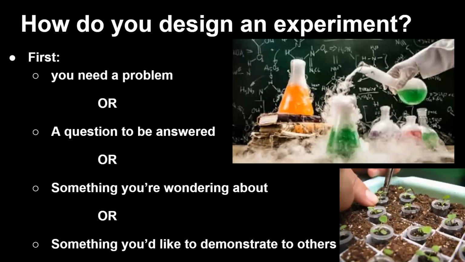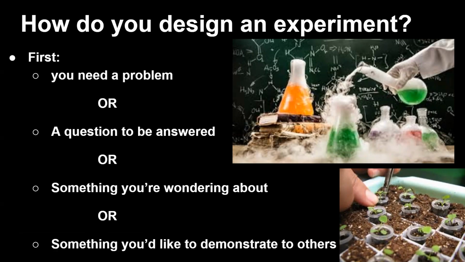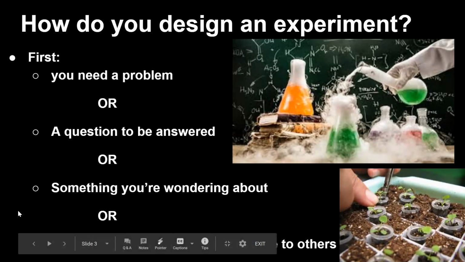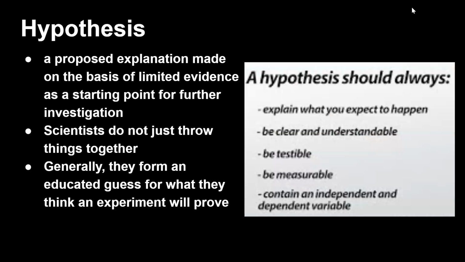So how do you even design an experiment? Well, first you need a problem or a question that you want to answer, or something that you might be wondering about, or something you want to demonstrate to somebody else. Now this last one, that's me pretty much. I'm going to be doing a bunch of experiments because I want to demonstrate principles to you guys. But if you became a scientist after college, you would fall more into these categories of problem solving, question answering, something you might be wondering about just in whatever research lab you may or may not happen to be in at the time. You also need a hypothesis.